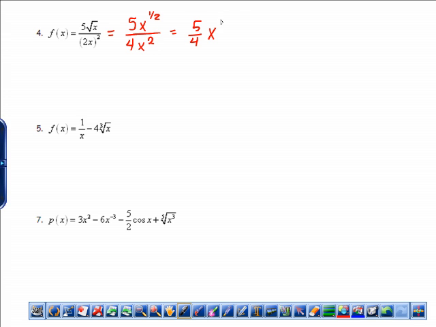1/2 minus 2 gives me negative 3/2, or negative 1/2 as an improper fraction. I'm going to go ahead and make it into the improper fraction. That's going to be easier to work with. All right, now f prime of x, power rule.